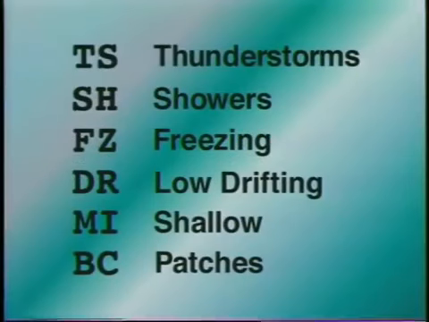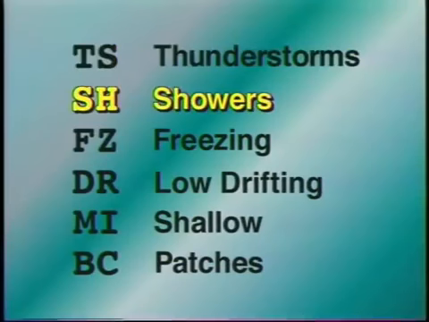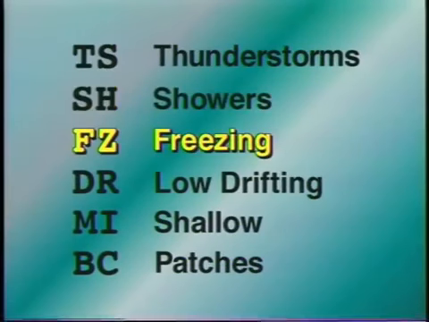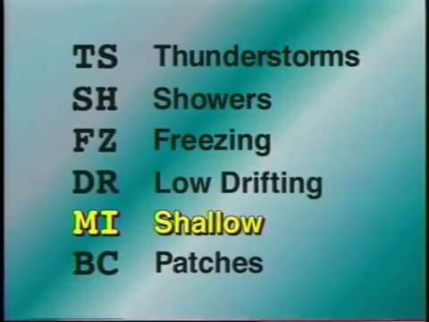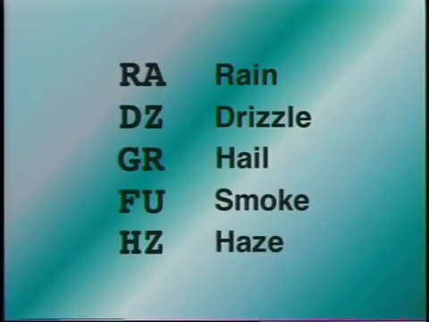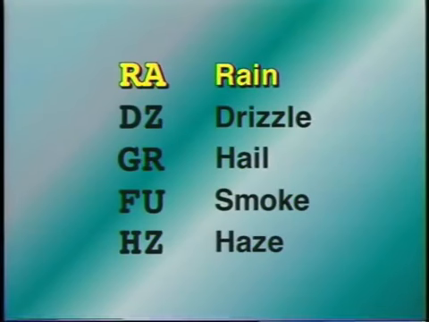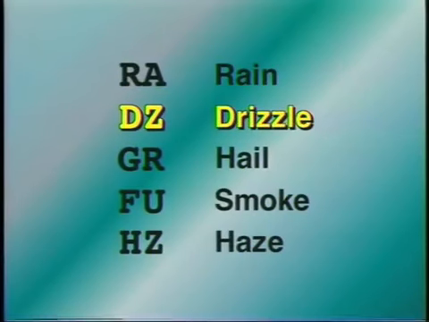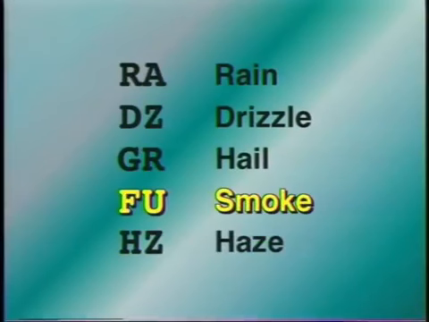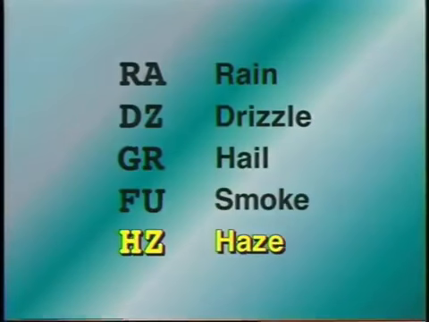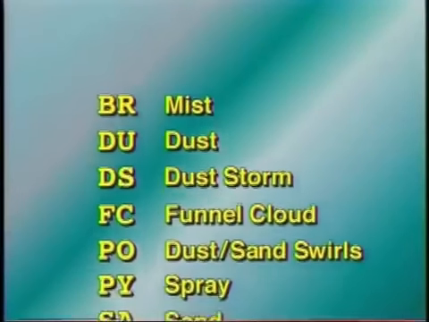Other common descriptors are TS for thunderstorms, SH for showers, FZ for freezing, DR for low drifting, MI for shallow, and BC for patches. The common letters used to indicate precipitation and obstructions to visibility include RA for rain, DZ for drizzle, GR for hail, FU for smoke, and HZ for haze. Additional codes are listed in your manual.